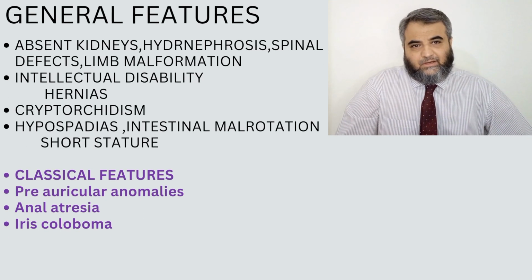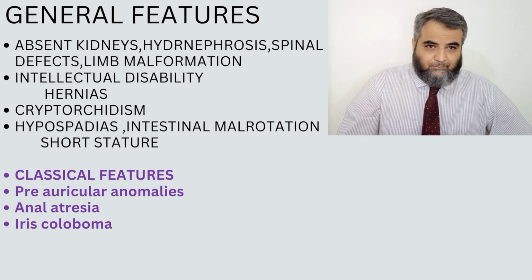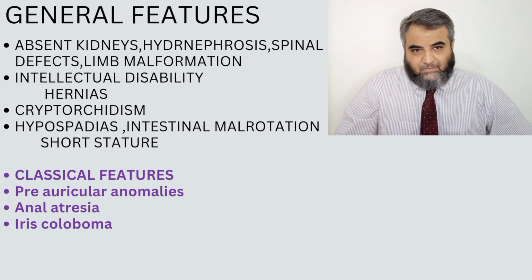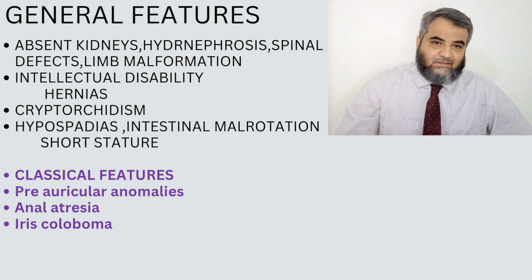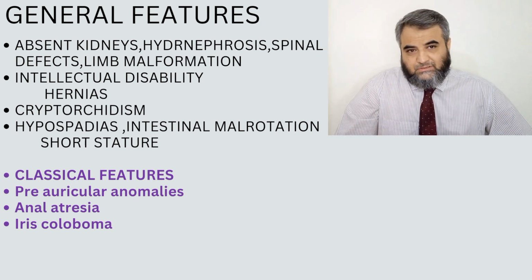The classical triad of cat's eye syndrome comprises preauricular abnormalities regarding ENT, ears, number two, iris colobomas, and number three is anal atresia. So these are the three most important features when we make a diagnosis.